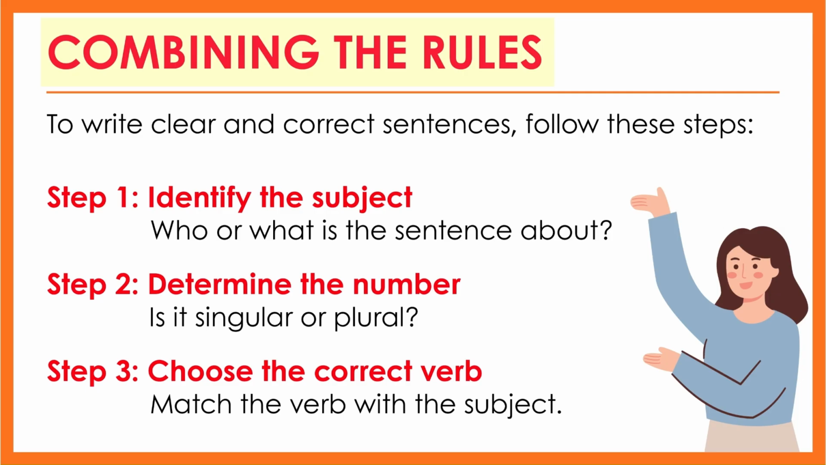Combining the rules. To write clear and correct sentences, follow these simple steps. Step 1. Identify the subject. Ask yourself, who or what is the sentence about? Step 2. Determine the number. Is the subject singular or plural? Step 3. Choose the correct verb. Make sure the verb matches the subject. By following these steps, you can form sentences that are clear, correct, and easy to understand.